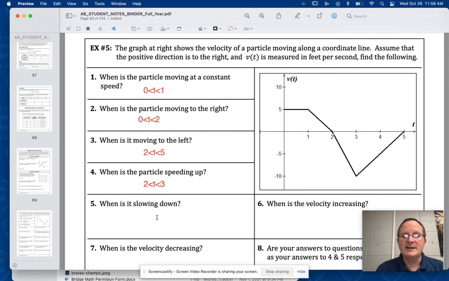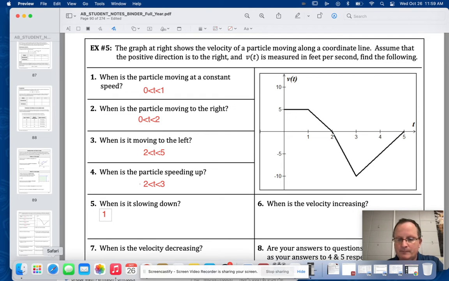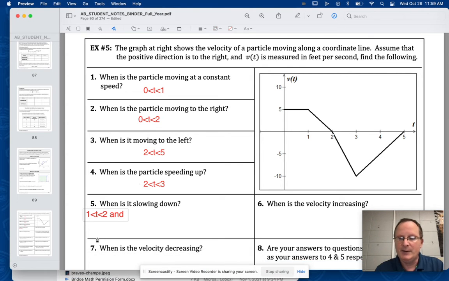When's it slowing down? That'll be any time where velocity and acceleration have opposite signs. That's true here, because here velocity is positive but acceleration is negative, and over here, velocity is negative and acceleration is positive. So we have two of these. One is from 1 to 2, and we have another one happening from 3 to 5.